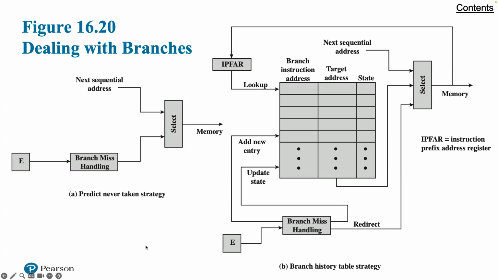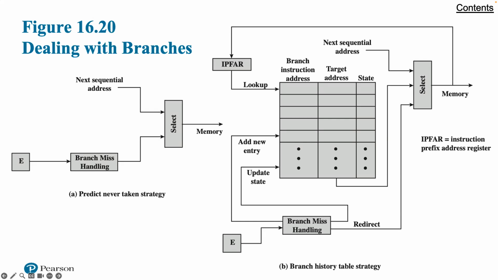So when we have this fetch execute cycle and we have layers that go more complicated beyond that, we can start to try to improve performance. Here in this figure, it contrasts a scheme with a predict never taken strategy. With the former strategy, the instruction fetch stage always fetches the next sequential address. If a branch is taken, some logic in the processor detects this and instructs that the next instruction be fetched from the target address. The branch history table is treated as a cache.